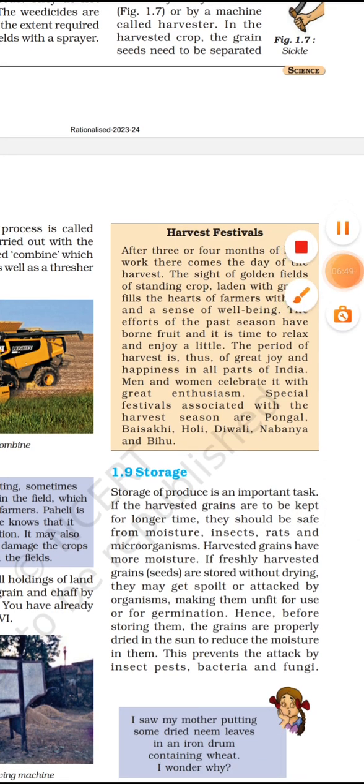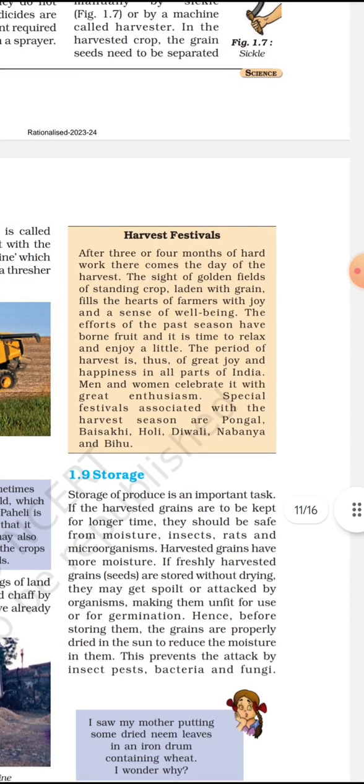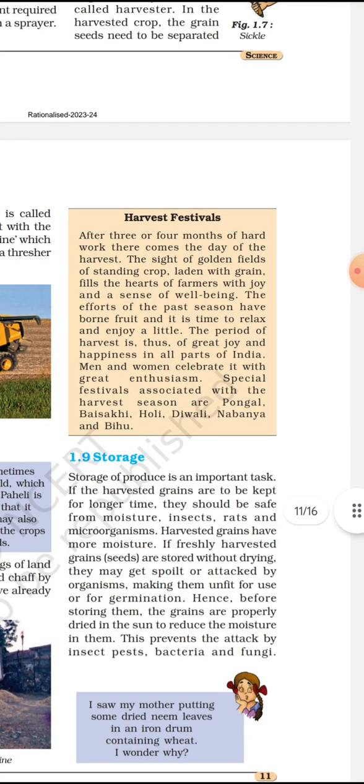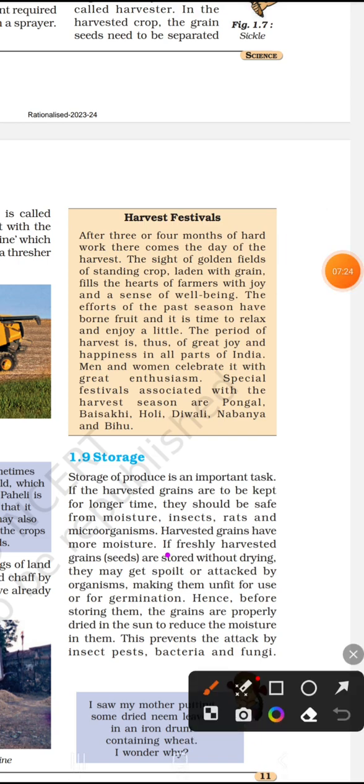Now we will get into storage. Storage is another important task. The harvested grains are kept stored for a longer time. We store our grains, rice and so on, very carefully, because they should be safe from moisture, insects, rats and microorganisms. The harvested grains have more moisture.